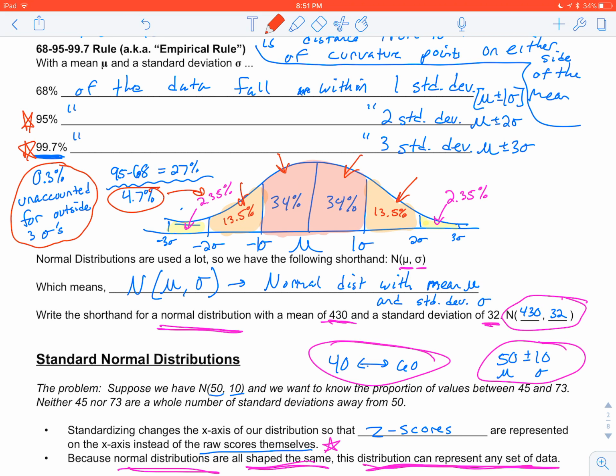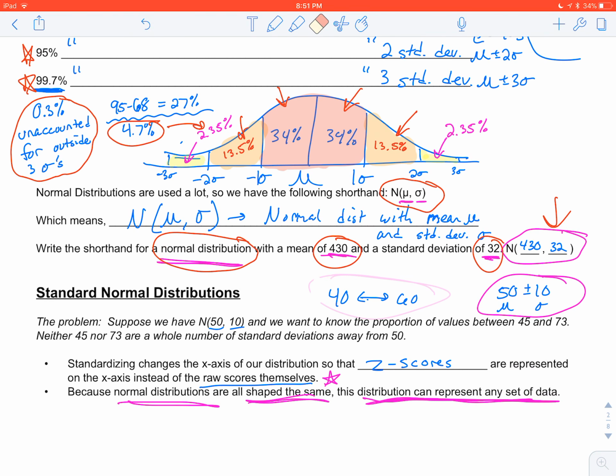Normal distributions are used quite a bit, so we developed a shorthand for it. It's capital N followed by 2 numbers inside of parentheses. The first number will be mu, your mean, and your second number will be sigma, your standard deviation. So if you're going to write a shorthand with a normal distribution with a mean of 430 and a standard deviation of 32, it would look like this.